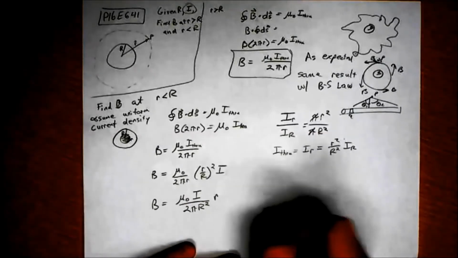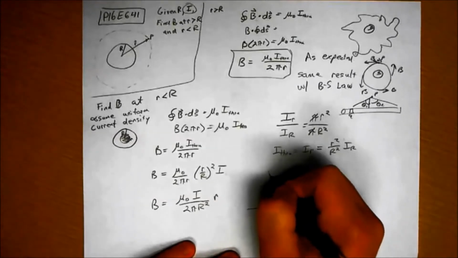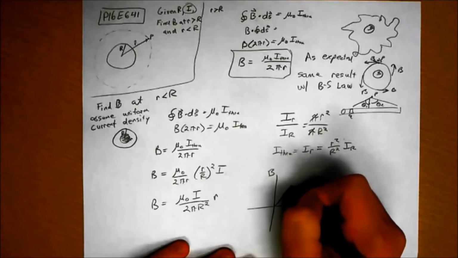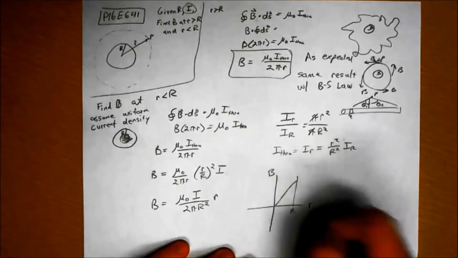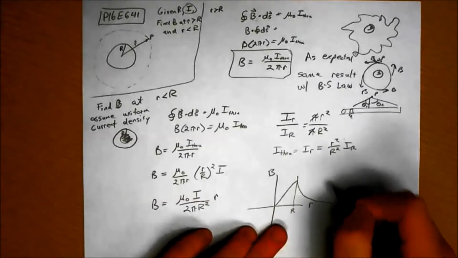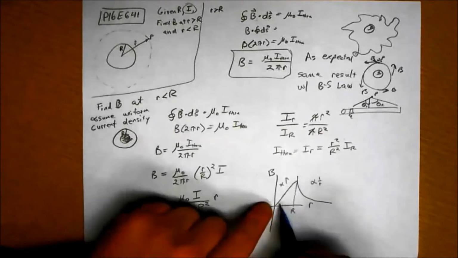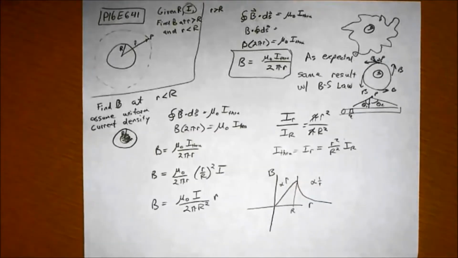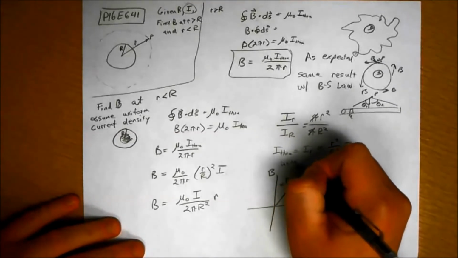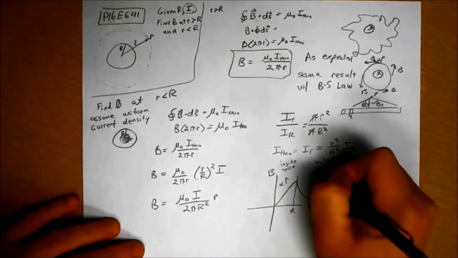So if we graph it, B as a function of r, well, r at 0 is going to increase up to the point where r equals R, the radius of the wire, and then it's going to decrease proportional to 1 over r, and this is proportional to r. So it increases linearly, and then it decreases at the rate of 1 over r. Once you get inside wire, outside wire.